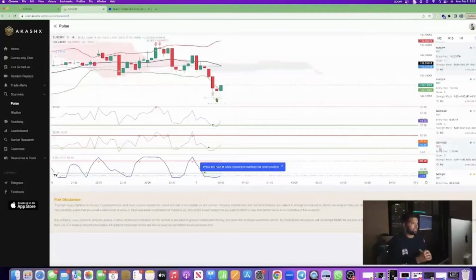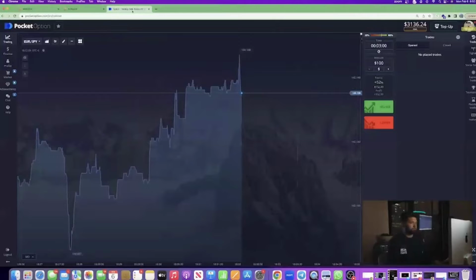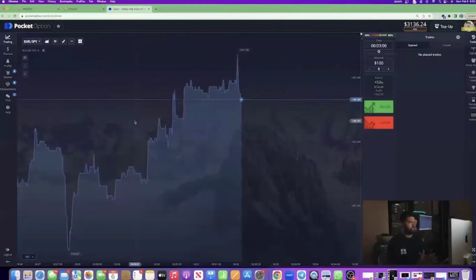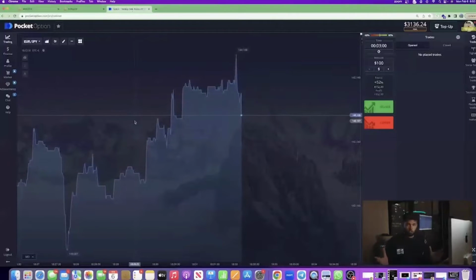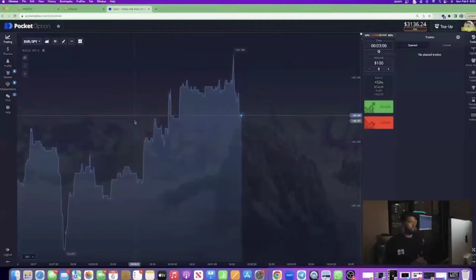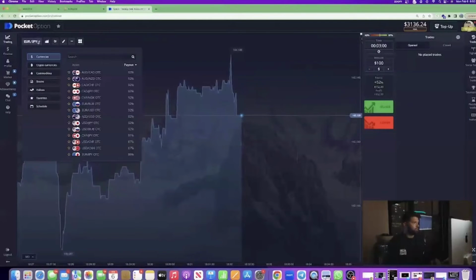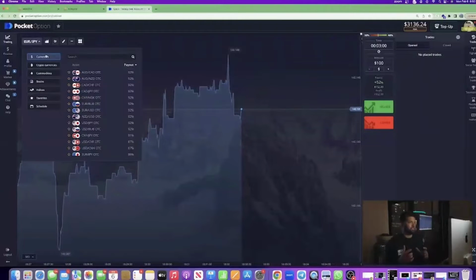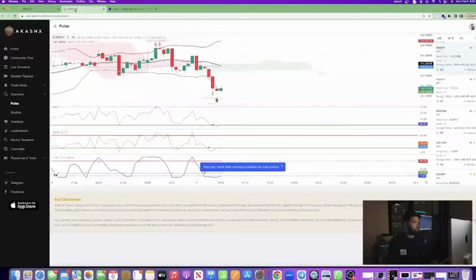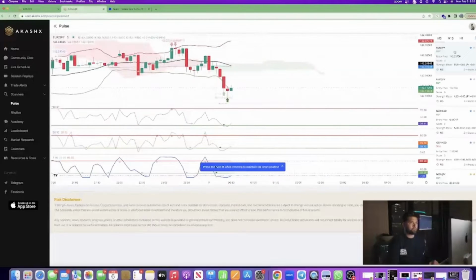So when you have this scanner up here, guys, make sure you have your broker ready. Your broker can be anything that you want to use. We don't recommend any brokers here, guys. I'm going to demonstrate a trade here on Pocket Option. Over here on the left-hand side, this is where you can select the different currency pairs in the market. If you're going to look for a potential trade opportunity, you want to have the right one selected.